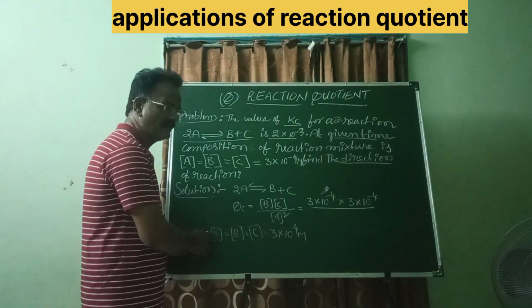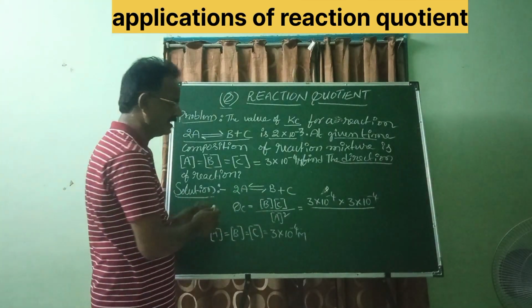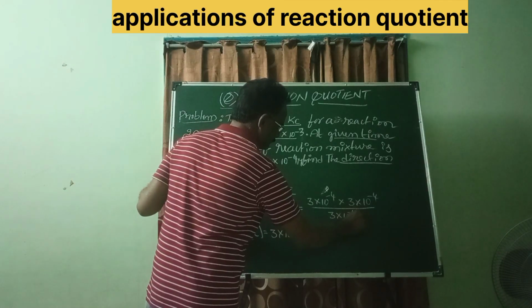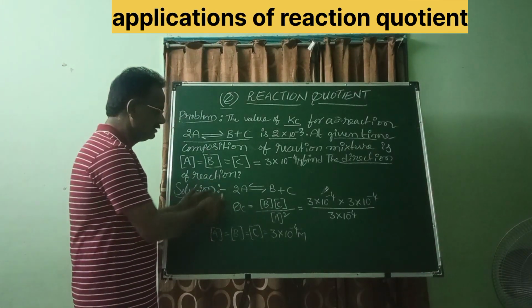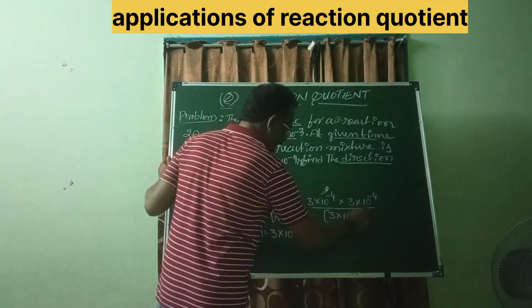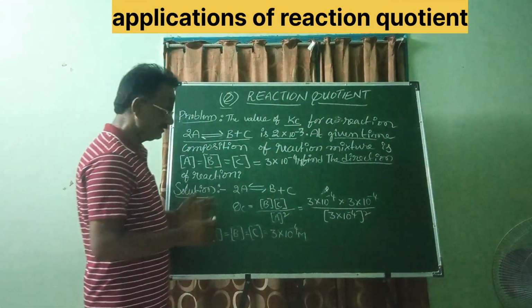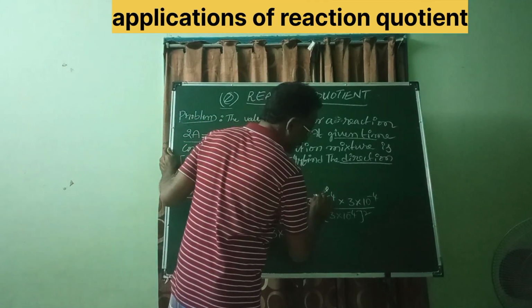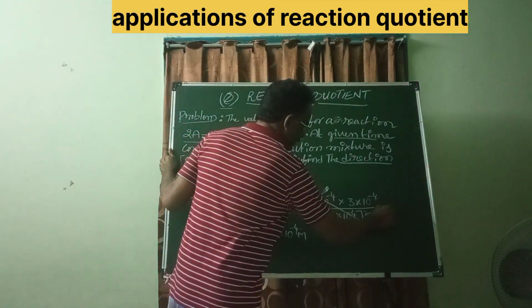Now, let us go for A. What is the concentration of A? Concentration of A is also 3 into 10 power minus 4 M. Now let us write here 3 into 10 power minus 4. How many moles of A are there as per the reaction? 2 moles. Since 2 is the exponent here, we have to write it like this. Since the values are the same and the exponents also become the same, these get cancelled. And finally, we get the value of Qc as 1.